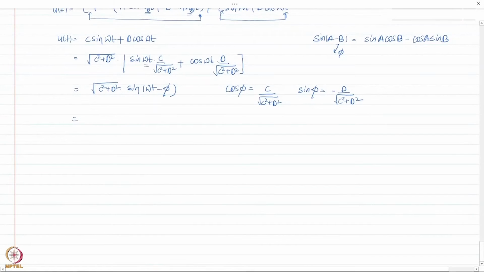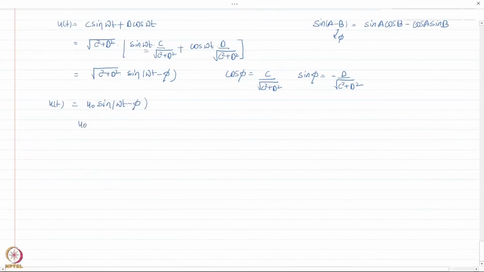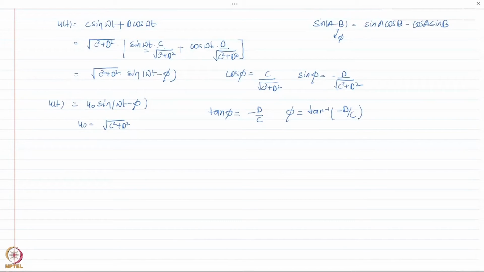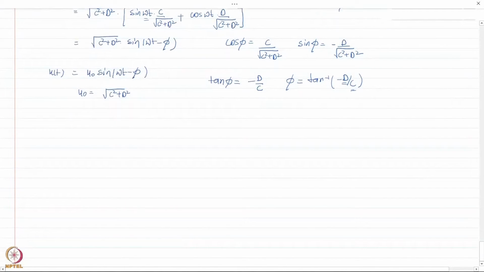If I write it further, let me again write it here as u(t) equals u naught sine of omega t minus phi, where u naught is the dynamic amplitude, which is equal to the square root of C square plus D square, and my tan phi here is minus D by C, so I can write phi as tan inverse of minus D by C. Now all you need to do is substitute the values of the expressions D and C, and then you would be able to find the value of u naught.